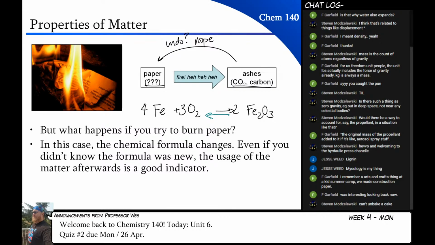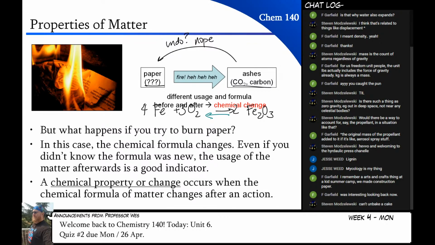Most of the reactions that we're going to look at are going to go in the direction that's easiest to go. And we're going to talk about what makes a reaction go in one direction versus the other when we get to equilibrium and thermodynamics in 162 and 163. You might also talk about that a lot in engineering. Engineering does a lot of thermo. We're going to call any process where the undo is difficult and the chemical formula changes a chemical process or a chemical change.